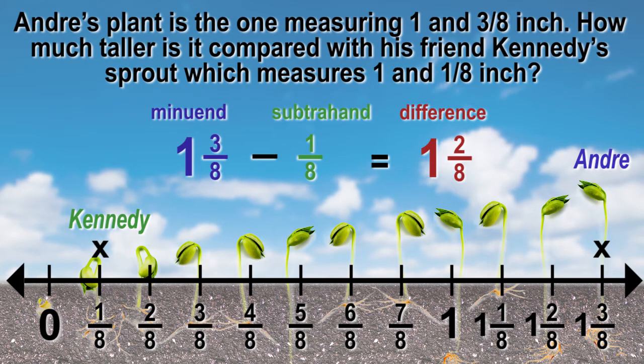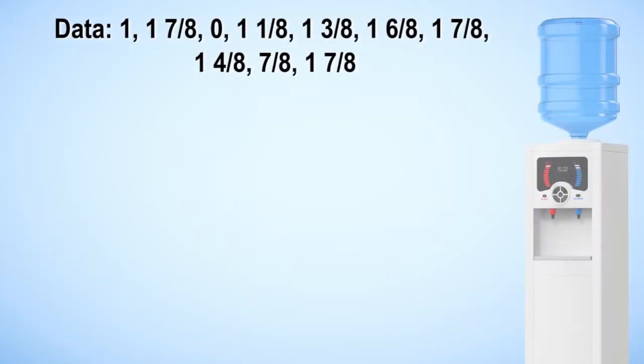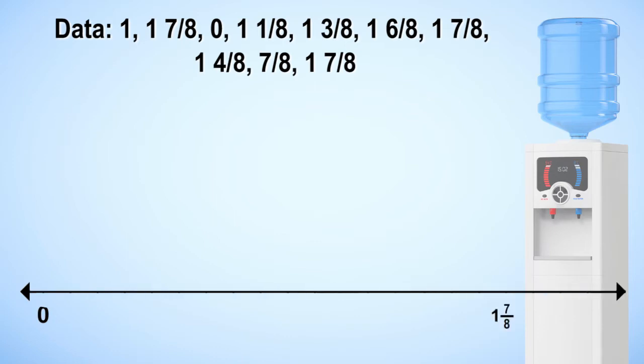Now let's make our own line plot for the following set of data. The data represents the amount of water 10 students drank in gallons. We'll start by making a number line. In order to label the number line, the lowest number and the highest number must be found. The lowest is 0 and the highest is 1 7/8. A reasonable labeling would be from 0 to 2.